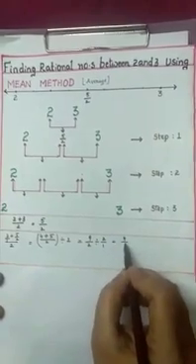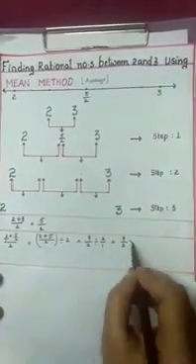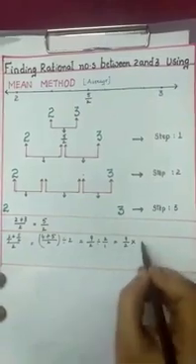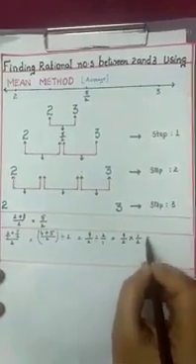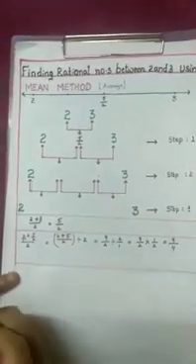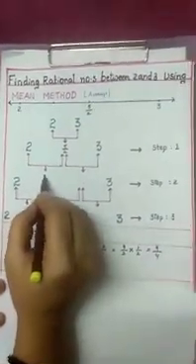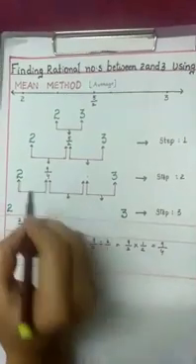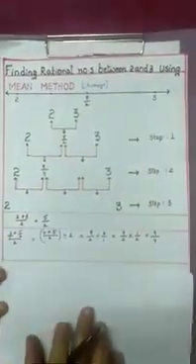Now 9 by 2, change the division symbol into multiplication symbol. The reciprocal of 2 by 1 is 1 by 2. Now 9 1s are 9, 2 2s are 4. Now here 9 by 4 is a rational number in between 2 and 5 by 2.